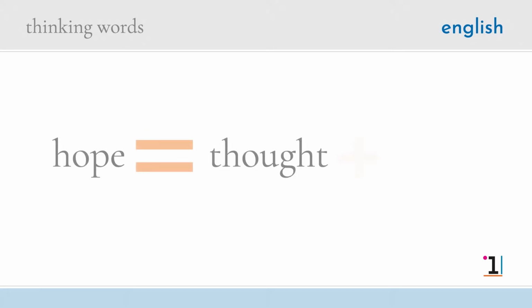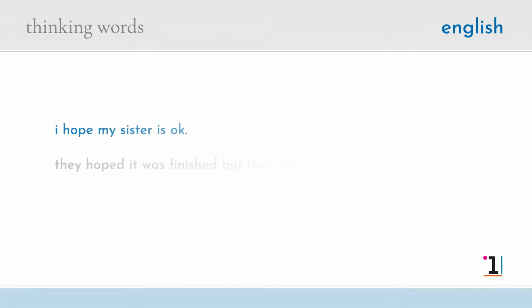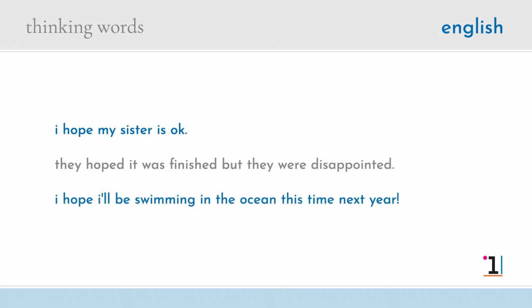Hope is thought plus desire. If you hope something is the case, that's something you want to happen. It can be in any tense, past, present, or future. I hope my sister is okay. They hoped it was finished, but they were disappointed. I hope I'll be swimming in the ocean this time next year.